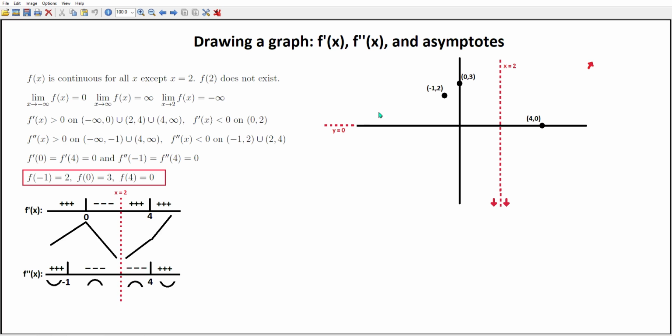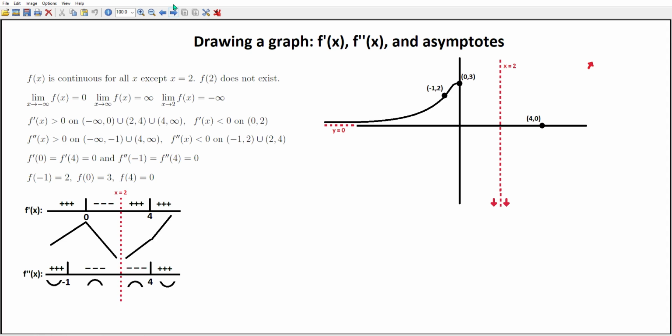So the first region we want to consider is this one, when x is less than minus 1. Over here we can see that f prime is positive, which means the function's increasing. F double prime is positive, which means it's concave up. The picture must look like this. Now, in the next region, between minus 1 and 0, we can see our function is still increasing, but now it's concave down.